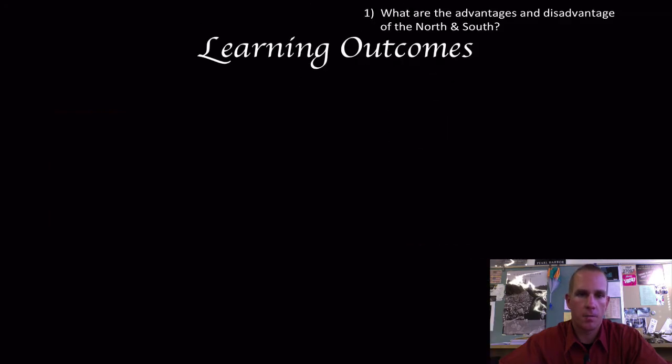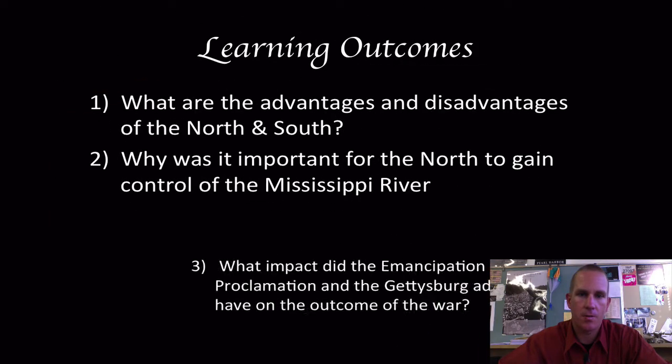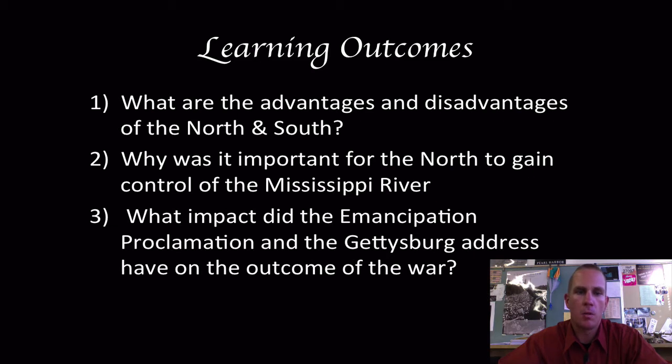And our learning outcomes. Number 1, what are the advantages and disadvantages of the North and the South? Number 2, why was it important for the North to gain control of the Mississippi River? And number 3, what impact did the Emancipation Proclamation and the Gettysburg Address have on the outcome of the war?